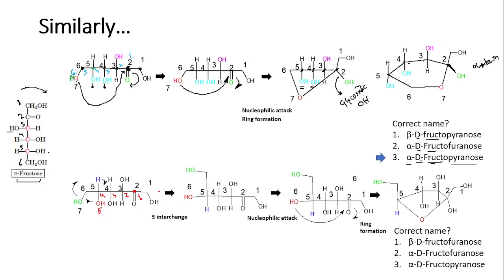Now to do that, as we discussed, we rotate this particular bond to do what we call a 3 interchange, bringing this OH to this position, this CH2OH to this position, and this H to this position. So OH has moved to this position, CH2OH has moved to this position, this is H. This is just simply a bond rotation, which we call a 3 interchange.